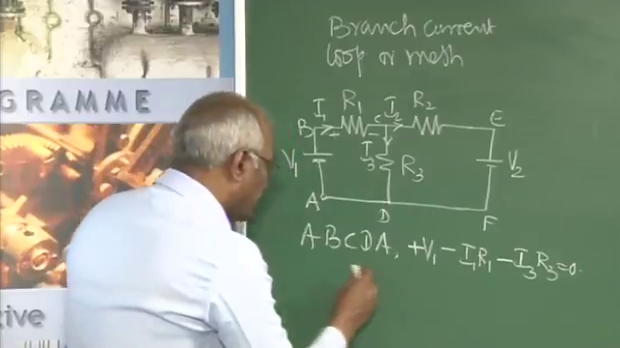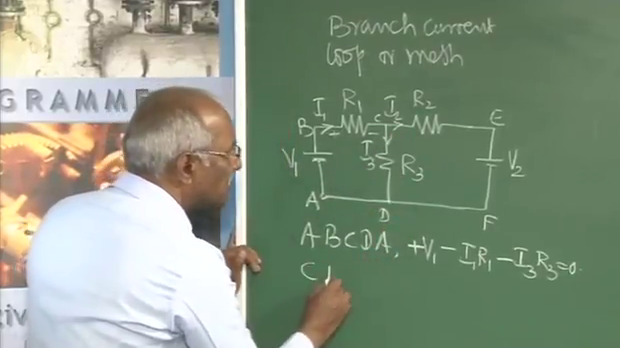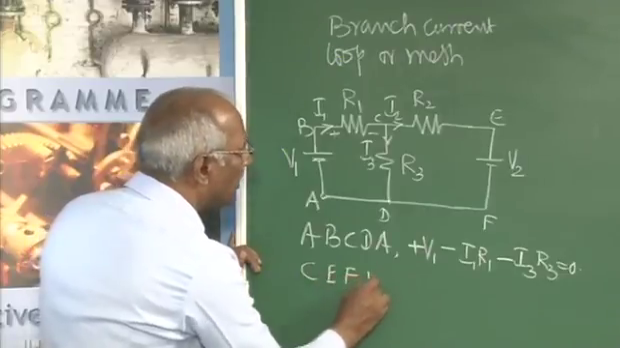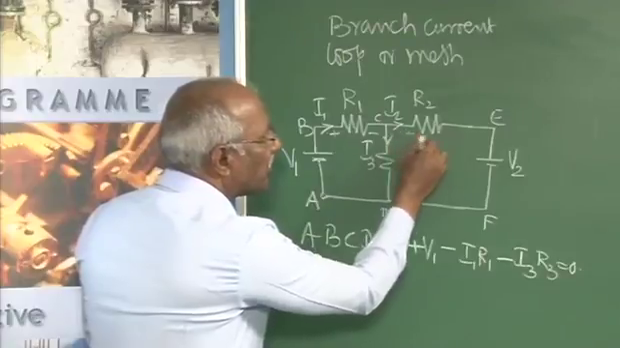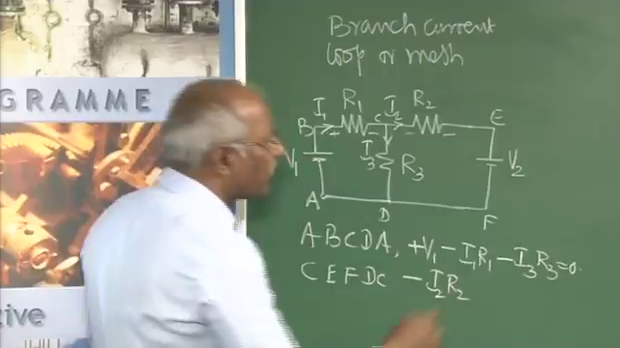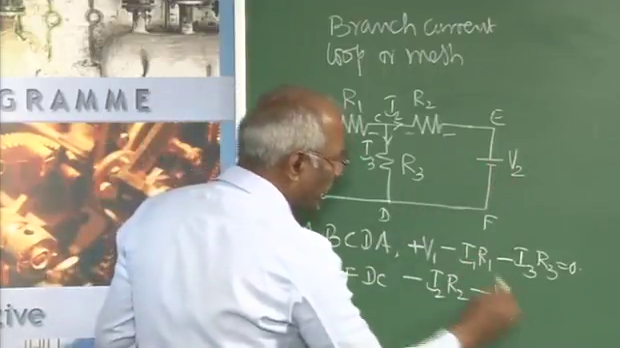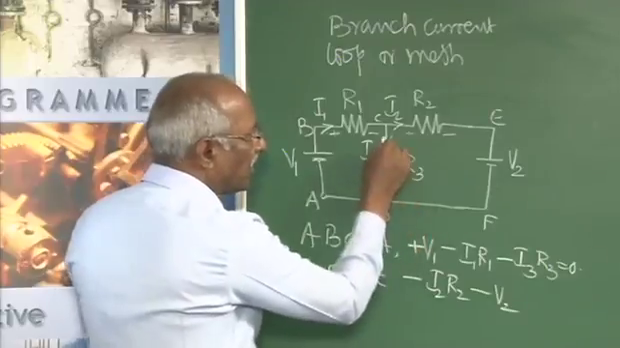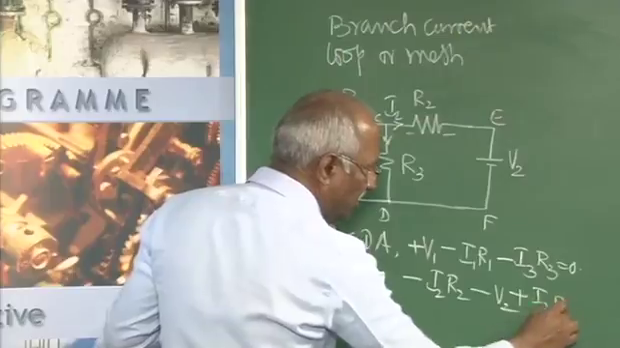When you go for this other loop, that's nothing but C, E, F, D, C. As I move this way, I am going in the direction of the current. Plus to minus means minus I2 into R2. Plus to minus is minus V2. As I go this way, I am going against the current, therefore it is plus I3 into R3 equal to 0.